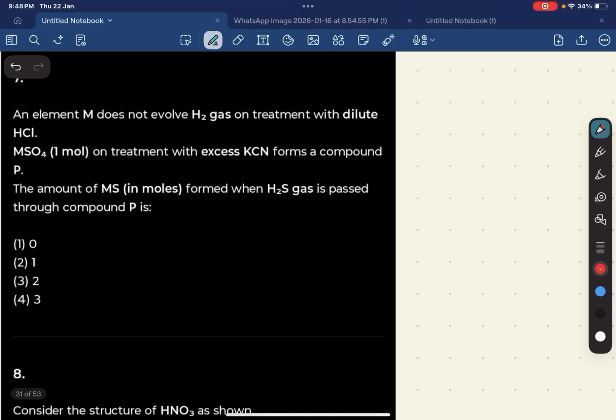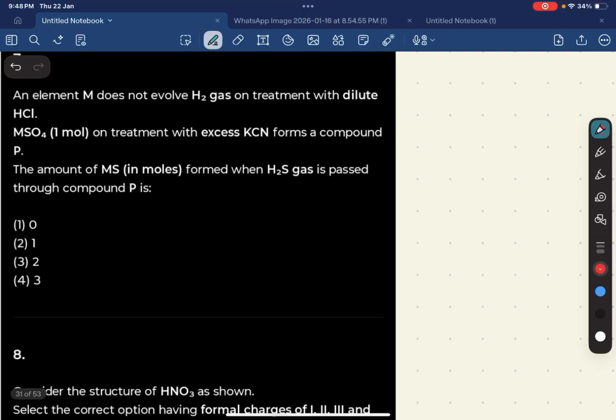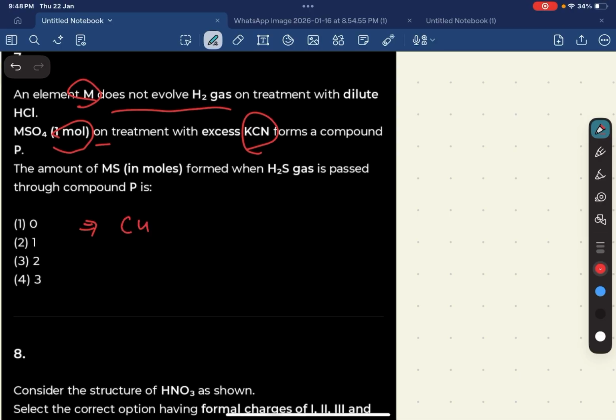So an element M does not evolve H2 gas on treatment with dilute HCl. MSO4, 1 mole, on treatment with excess KCN forms a compound P. Find the amount of MS formed when H2S gas is passed through compound P. So what is the answer for this? Just see here: copper over dilute HCl, we get some compound.